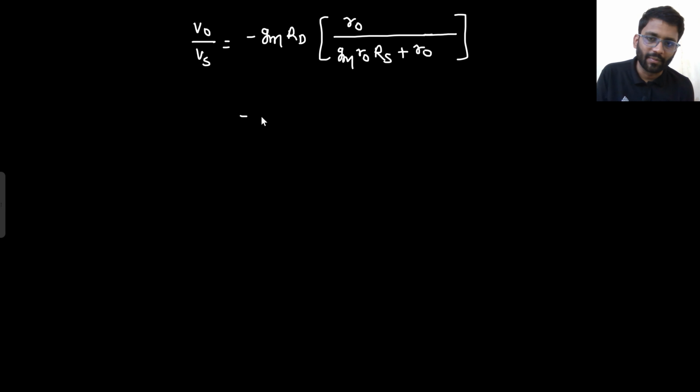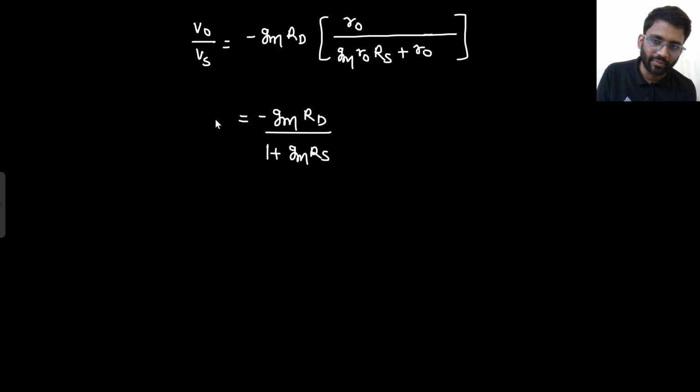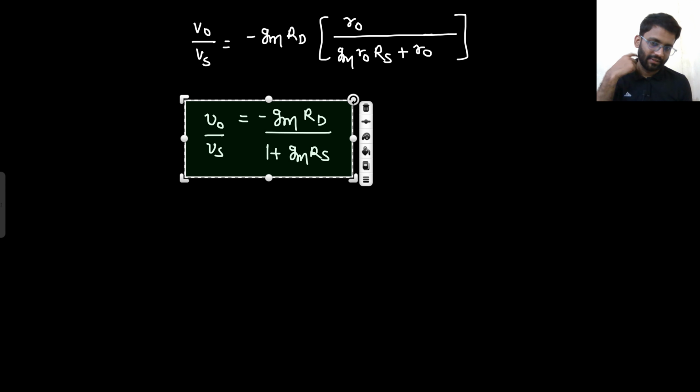Now R naught will come out, so R naught will get cancelled. It will be minus Gm Rd upon 1 plus Gm Rs that we calculated previously. This is our V naught by Vs. Right? This is the gain.